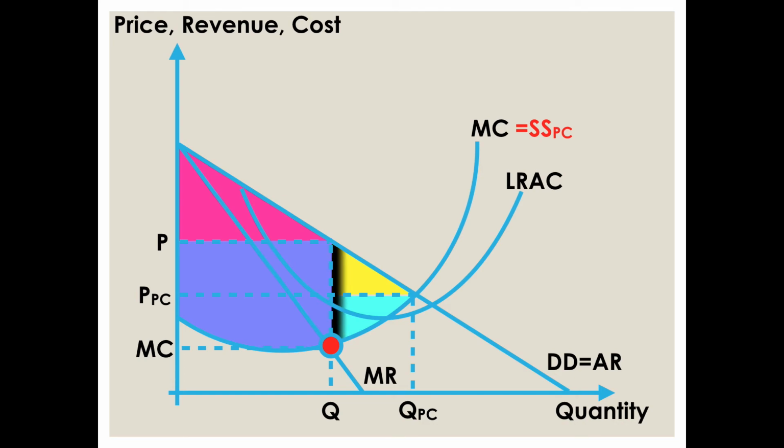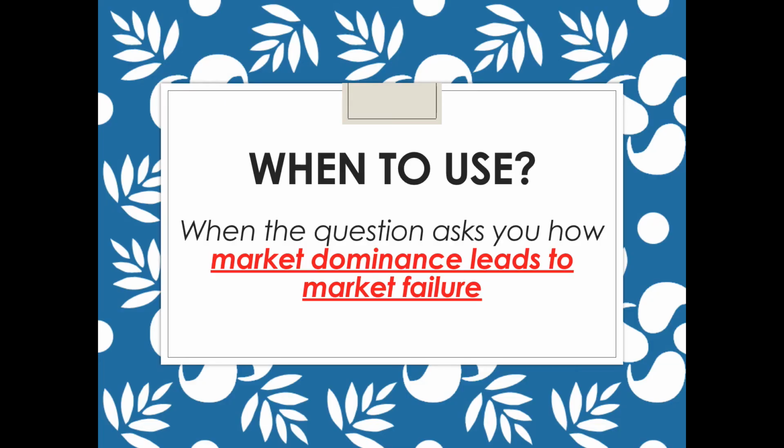The area that is lost, this black area, is known as the deadweight loss. We say that this deadweight loss comes about because society's welfare is not maximized. Society wants a quantity of QPC in order to maximize its welfare, but only Q has been produced. There is underproduction. So when do you need to go through this analysis? When the question specifically asks you how market dominance leads to market failure. This diagram is crucial and must form part of your explanation.